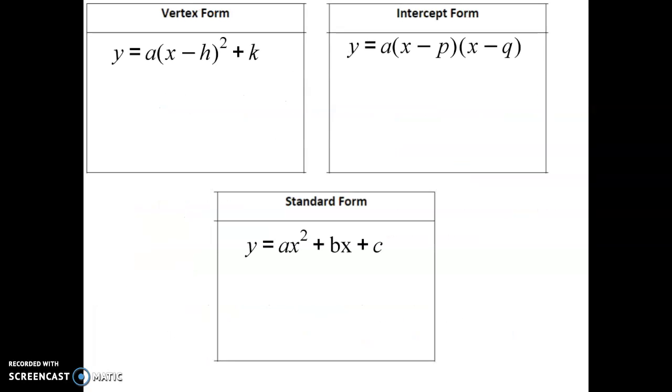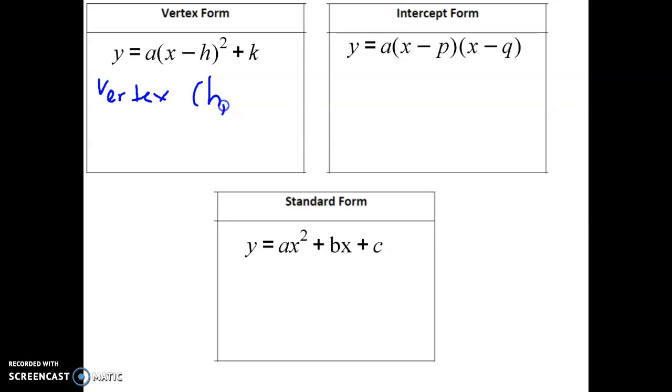Okay, so there are 3 forms of a parabola, and we are going to be working with all 3 of those forms. In this first lesson, we're going to focus on vertex form, and then we're going to focus on the other 2 after that. So vertex form gives us a couple of different pieces of information. Of course, it gives us the vertex. That's why it's called vertex form.